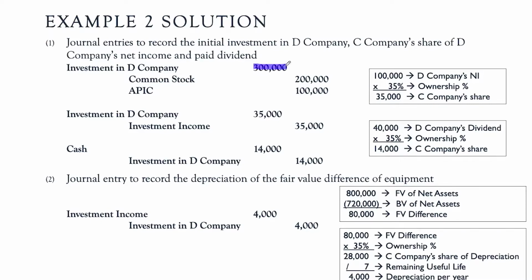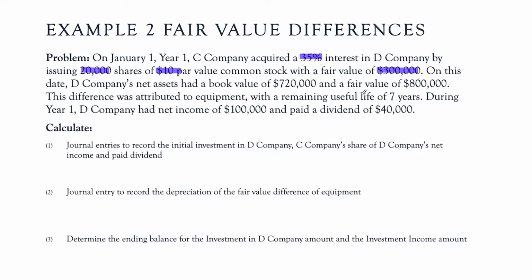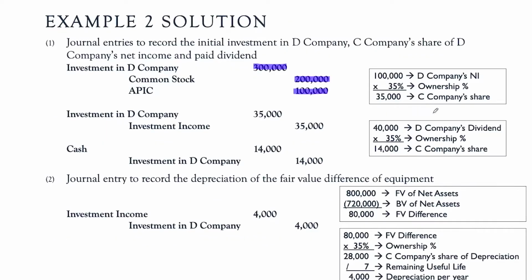However, we issued 20,000 shares at $10 par, so we're issuing common stock for $200,000, and anything in excess, as we know, goes to additional paid-in capital at $100,000. Next, to account for the share of net income and dividends, we're going to take a look at D company's net income, which here it says $100,000, and their paid dividend of $40,000. So again, taking a look at the solution, we're going to take D company's net income of $100,000, multiply that by the ownership percentage that C company purchased at 35%, and that gives us C company's share at $35,000.